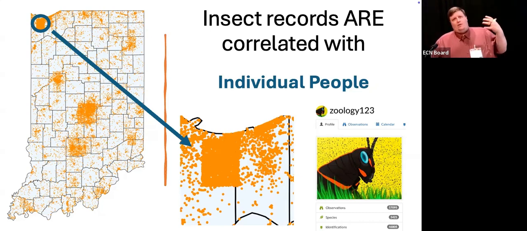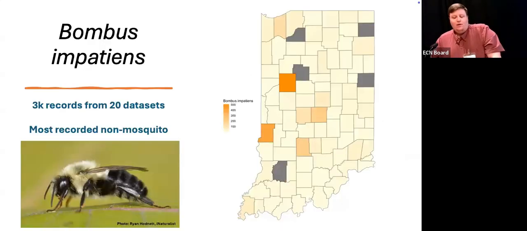So I think there's something about how humans are interacting with nature that's kind of profound here. And we can even see this taxonomically. So other than mosquitoes, this is the most observed or recorded insect in the state, the common eastern bumblebee. 3,000 records from 20 data sets. And there are 5 counties that have no records, but there are many counties that have 100 to 200 plus records in that county, right?